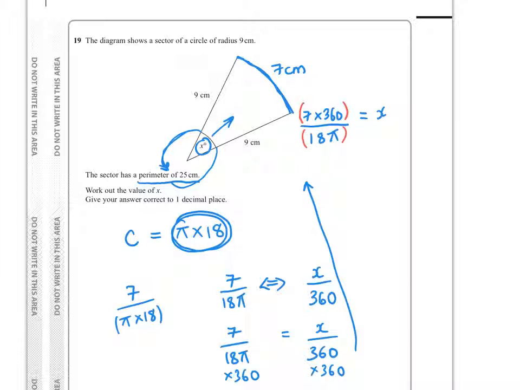So I have x is 44.56338407. We want it to one decimal place. So the 5 would change to a 6. So we have 44.6 degrees to one decimal place.